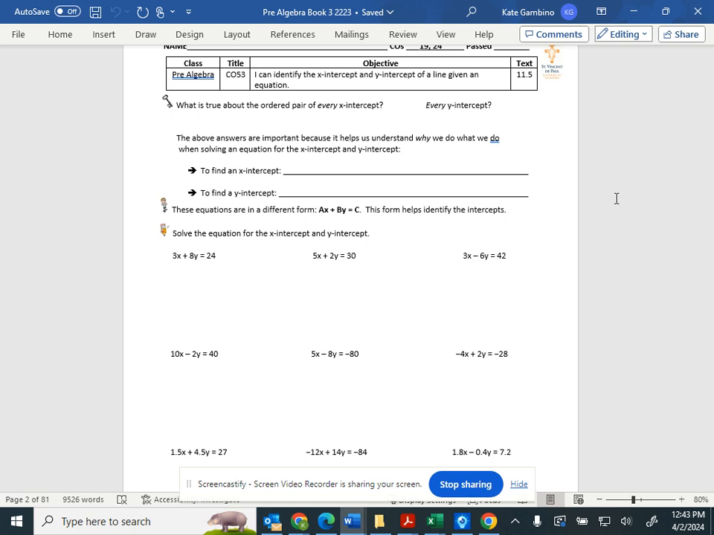So what is true about the ordered pair of every X-intercept? Oh, we just talked about this when we were correcting. What is true about the ordered pair of every X-intercept, Grace? The Y is always zero. What is true about every single Y-intercept, Owen? X is always zero.